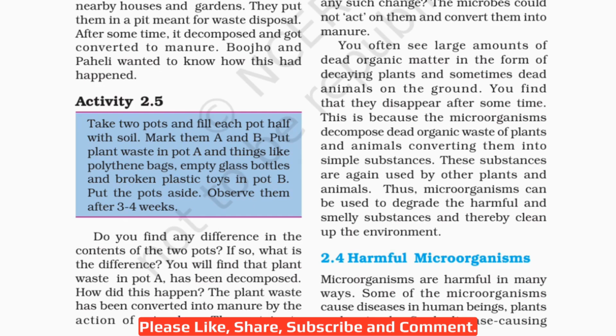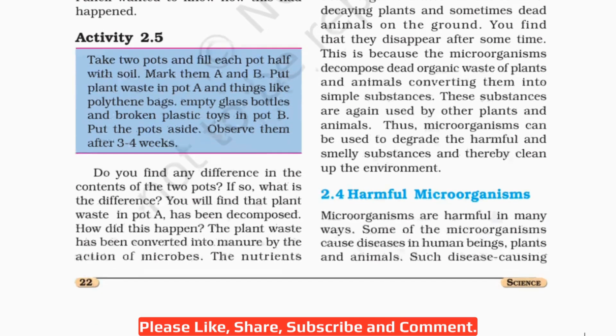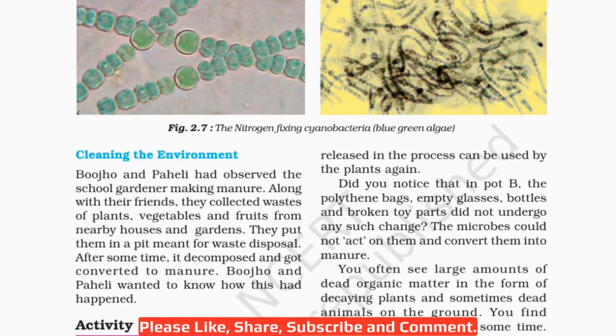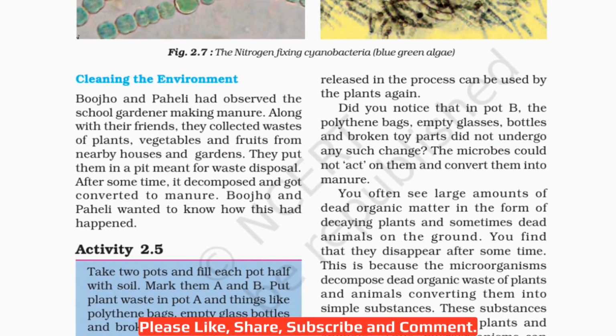Do you find any difference in the contents of the two pots? If so, what is the difference? You will find that plant waste in pot A has been decomposed. Now, how does this happen? The plant waste has been converted into manure by the action of microbes. So, this happened with the action of microbes. The nutrients released in this process can be used by the plants again.